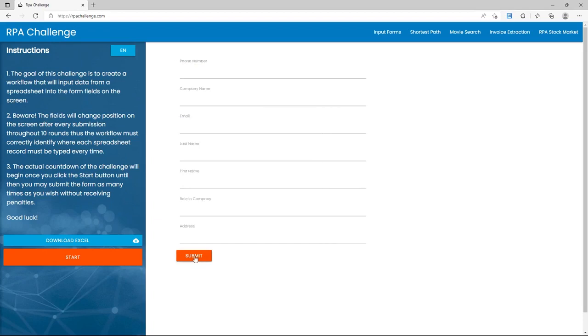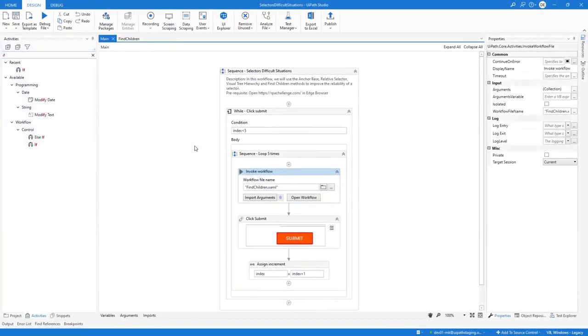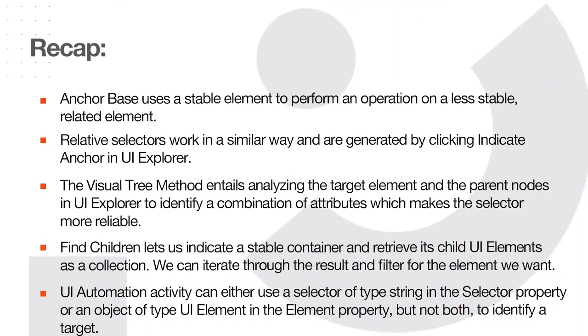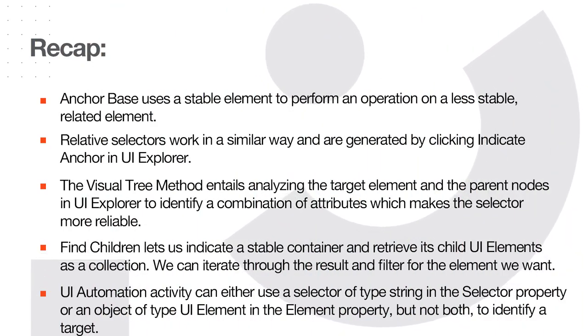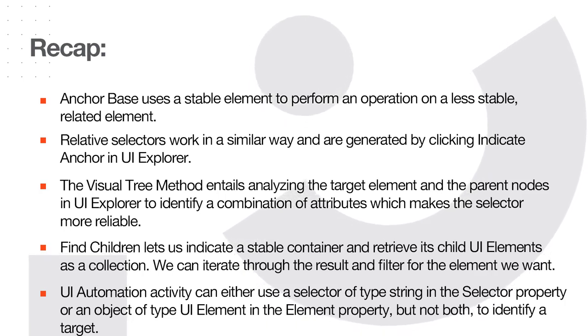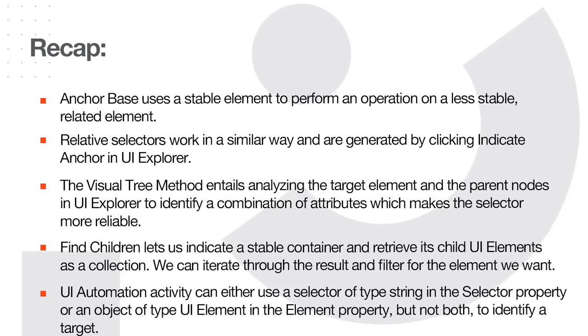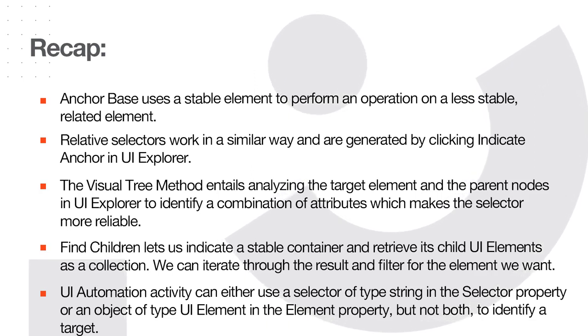Great, it works. This concludes our last approach in which we use the Find Children activity and return all of the child UI elements of that container. For a quick recap, in some situations, identifying a UI element reliably may require more advanced techniques. In this video, we've demonstrated the anchor base, relative selectors, visual tree, and Find Children methods. Anchor base uses a stable element to perform an operation on a less stable, related element. Relative selectors work in an equivalent way and are generated by clicking Indicate Anchor in UI Explorer.